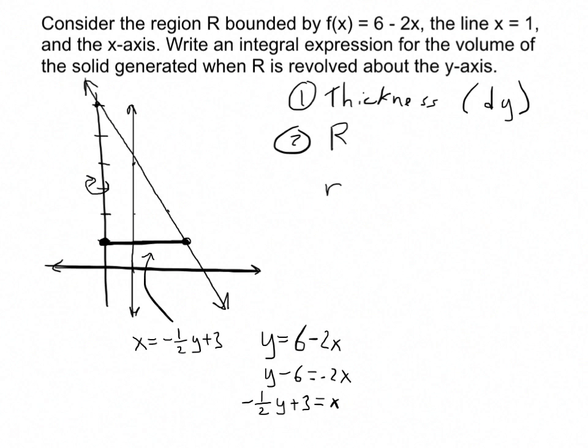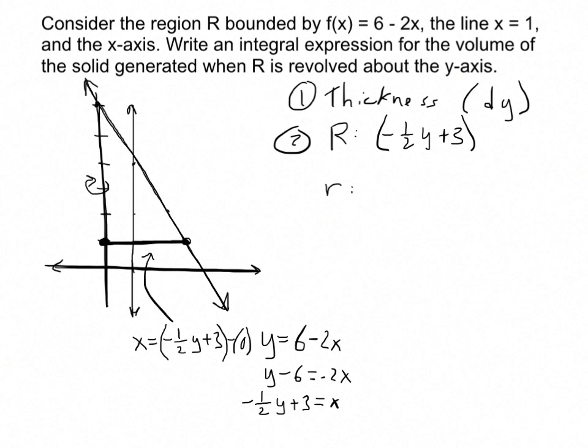And you may remember from yesterday, we would always do the right function minus the left function. In this case, my left function is 0, but for the sake of completion, this should be this minus 0. Sorry, I'm pressed for space there. So my outer radius here is negative 1/2 y plus 3. That's my outer radius. What about the inner radius?